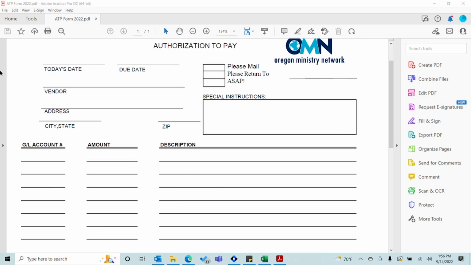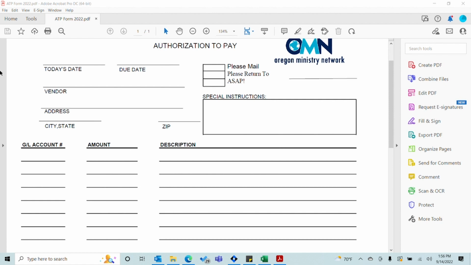You also need to use the COA list when issuing a check. This is an authorization to pay form, also known as an ATP form. You can find this form in your permanent Dropbox folder. The ATP form is used when you need your Synergy bookkeeper to send out a paper check on your behalf, or when you have written a paper check from your church office and you need your Synergy bookkeeper to record it.